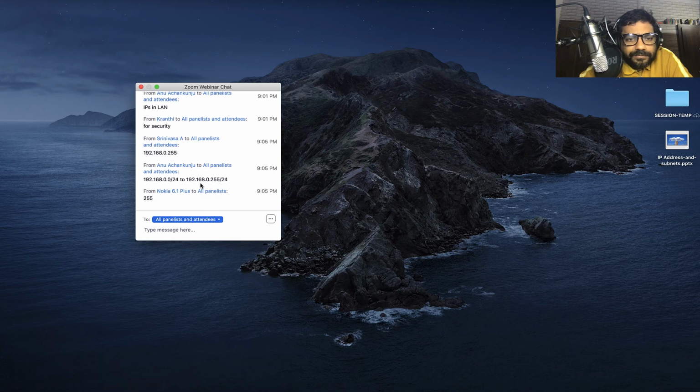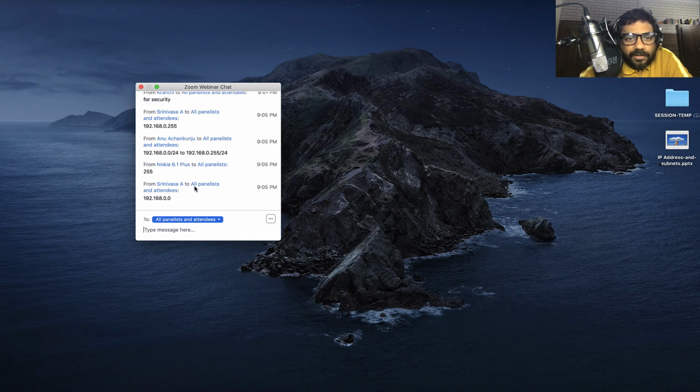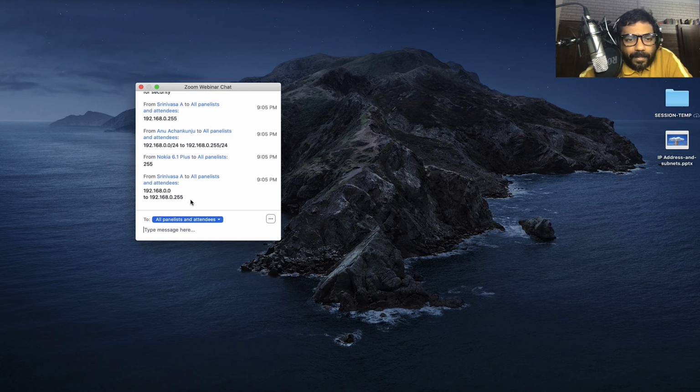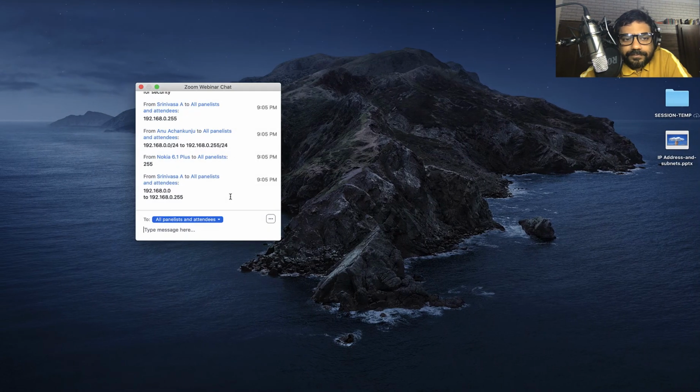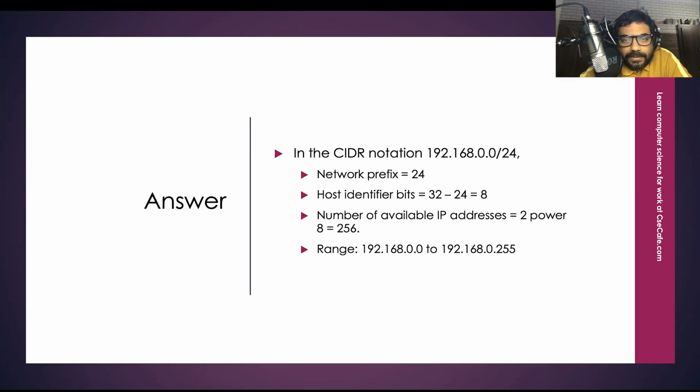192.168.0.0/24 to 192.168.0.255/24. Most of you answered it correctly. 192.168.0.0 to 192.168.0.255, and that is the range. And the total number of addresses, the host ID bits are 8. The network prefix is 24, so the host ID is 8.